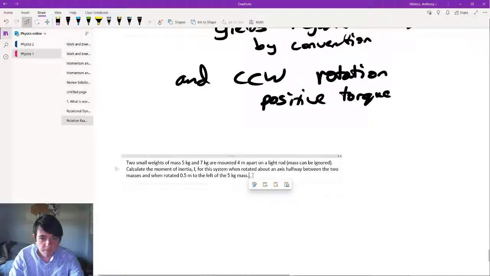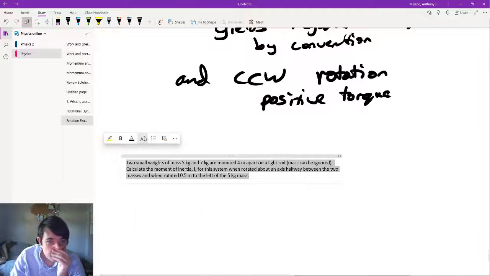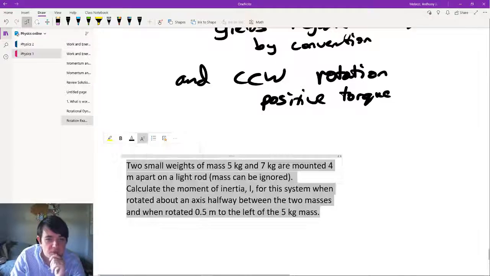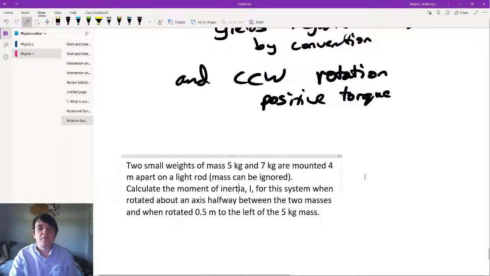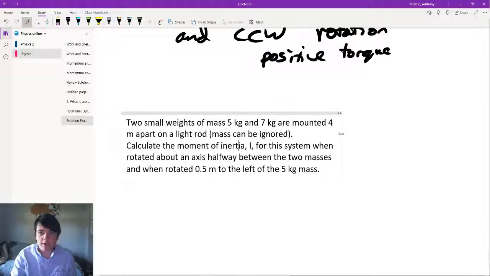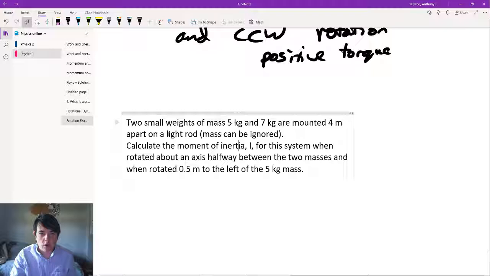Two small weights. Okay, so let's blow this up size-wise. Two small weights of masses 5 and 7 kilograms are mounted 4 meters apart on a light rod. This rod right here, its mass can be ignored. So this is telling us how to distribute the mass. We want to calculate the moment of inertia, I, for this system when rotated about an axis halfway between the two masses and when rotated 0.5 meters to the left of the 5 kilogram mass.